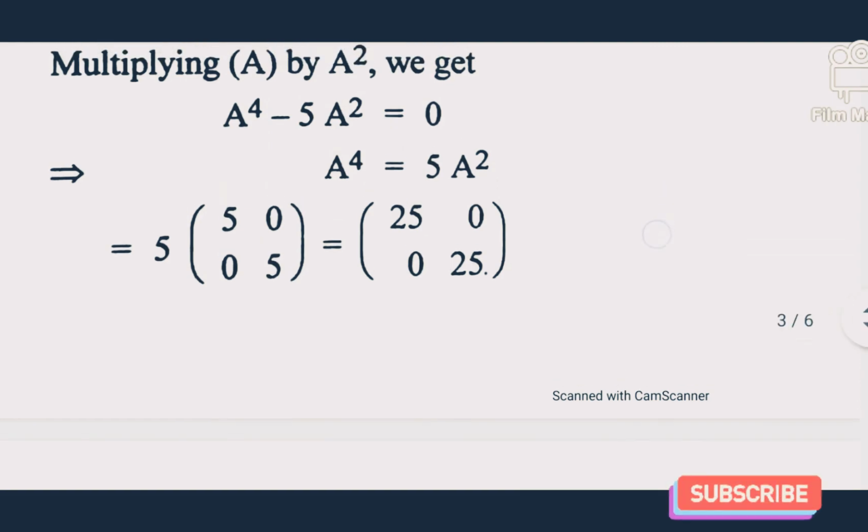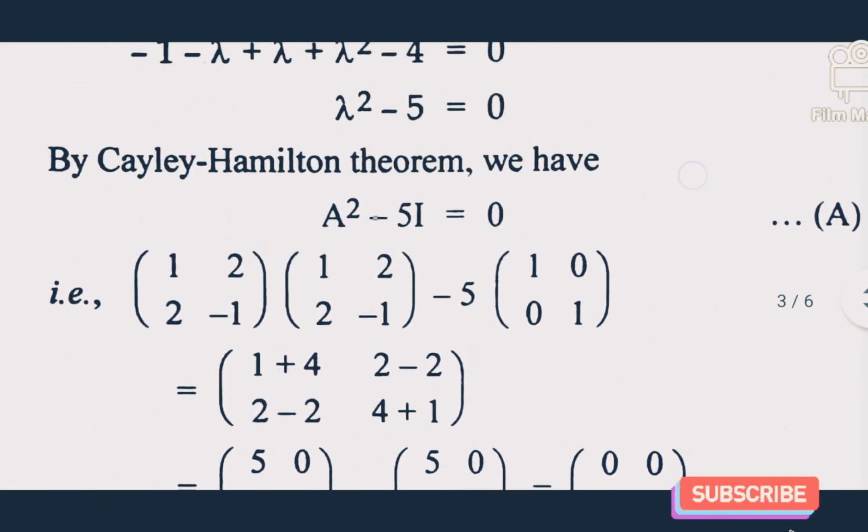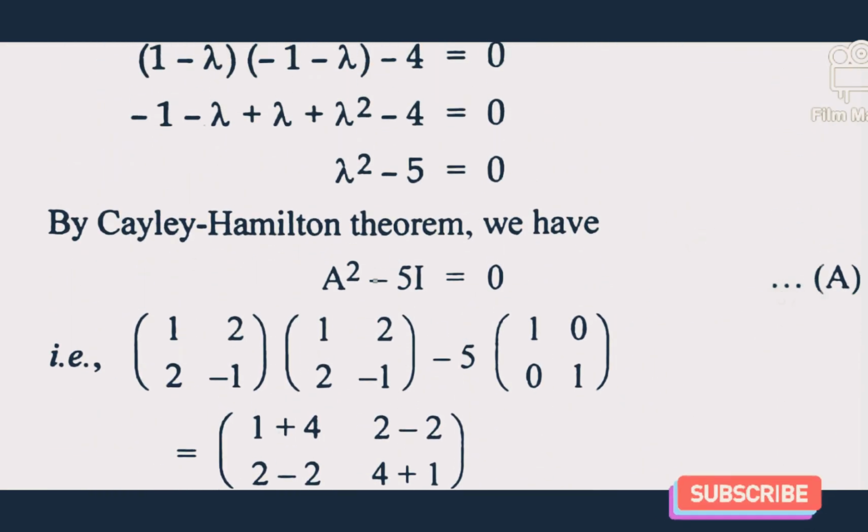Instead of A power 4, we can find A inverse also. In the case of A inverse, what we have to do? We multiply this equation, that is A square minus 5I equal to 0, by A inverse, so that the equation reduces to A minus 5A inverse equal to 0. In that case, we keep A inverse on the left hand side and take the remaining terms to the right hand side, so that we get the answer for A inverse.